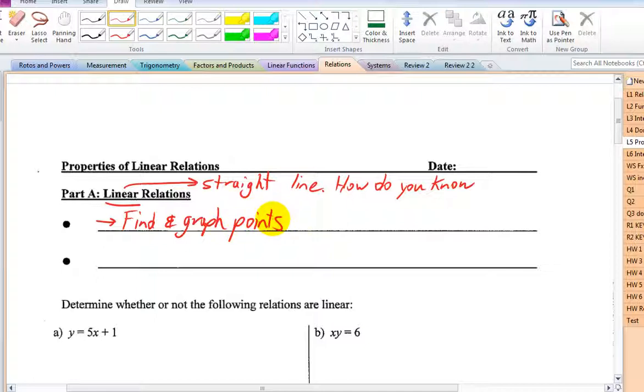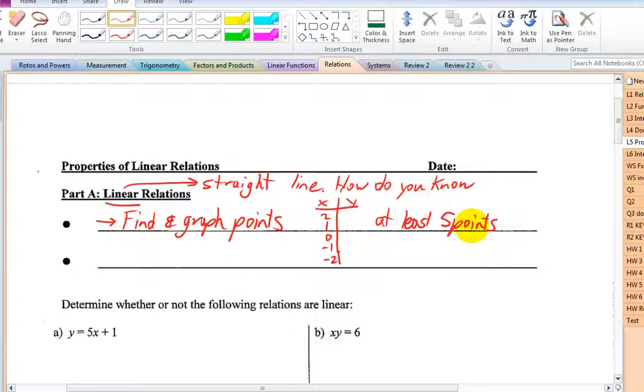So to find and graph points, you would do an XY table. And you would start, just like we went over in the quiz, 2, 1, 0, -1, -2. At least those 5 points. So if you graph those 5 points and you make a straight line, then it's going to be linear. Okay? So that's pretty easy to do. Find and graph some points. Get a straight line, it's linear.